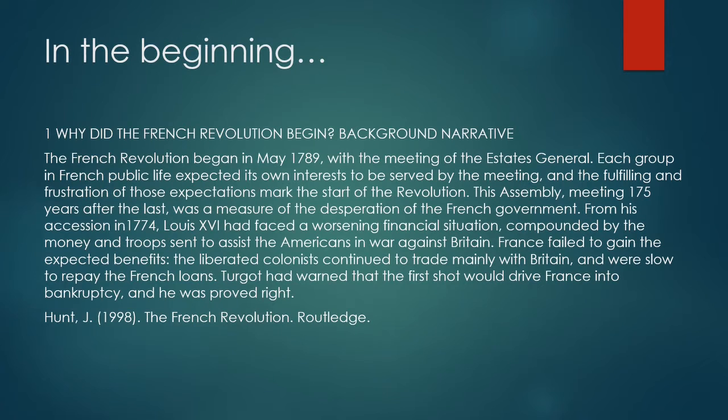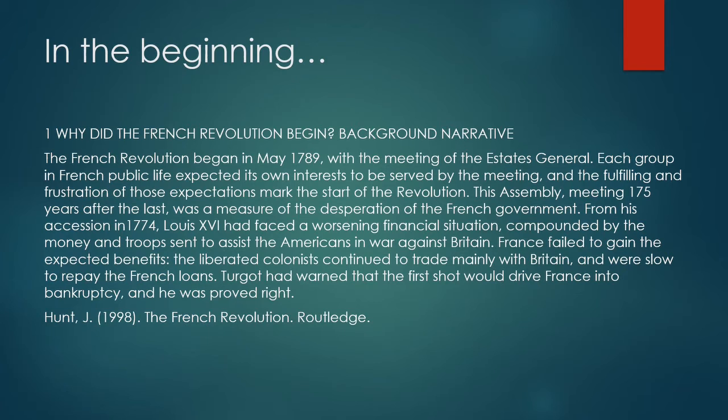Now, here's an excerpt from the chapter 1. I'm going to just read it off to you guys real quick. The French Revolution began in May 1789 with the meeting of the Estates General. Each group in the French public life expected its own interests to be served by the meeting, and the fulfilling of and frustration of those expectations marked the start of the revolution. This assembly meeting, 175 years after the last, was a measure of desperation of the French government.